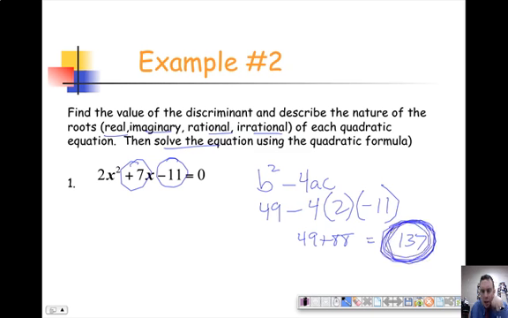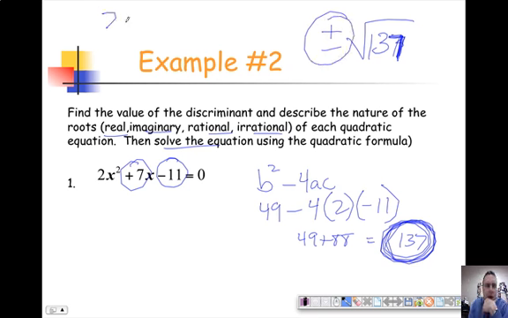So based on that number, you can tell me what type of solutions it has. Or, because it's underneath the root, right? Square root of 137. You can tell me how many answers you're going to have. You're going to say, oh, there's 2 answers. You don't have to write answers. Actually, solutions is better. Solutions. And then, what type of solutions?